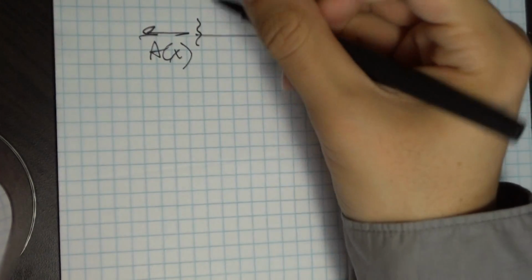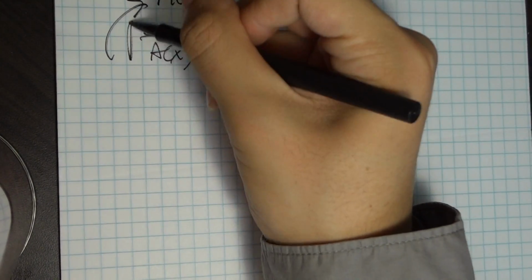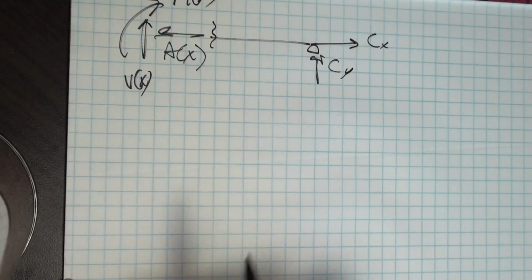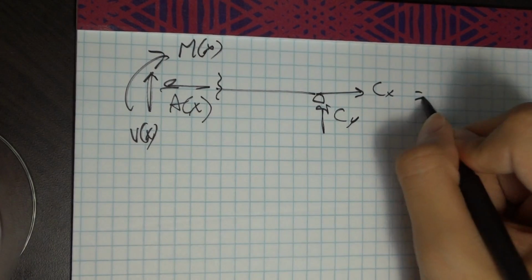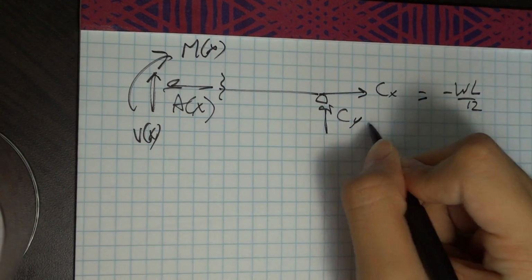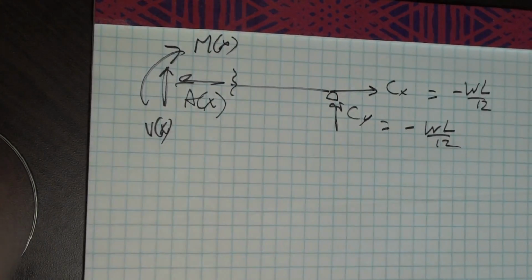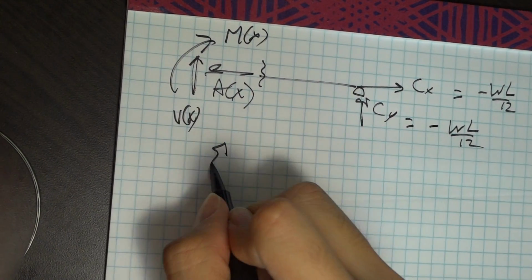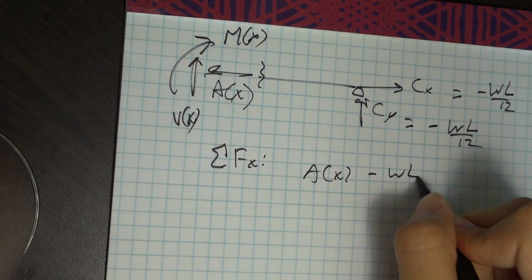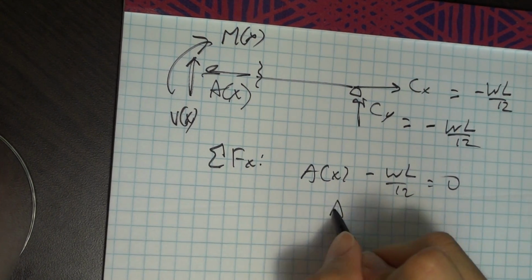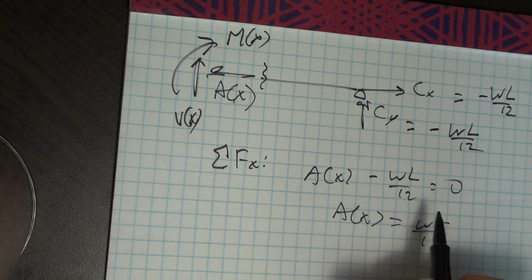We have x. The positive moment is this way, and the positive shear is this way. My Cx is negative WL on 12. My Cy is negative WL on 12. My sum of forces in the Fx direction will be Ax minus WL on 12 equals 0. Ax equals WL on 12, and I think I had the signs reversed.